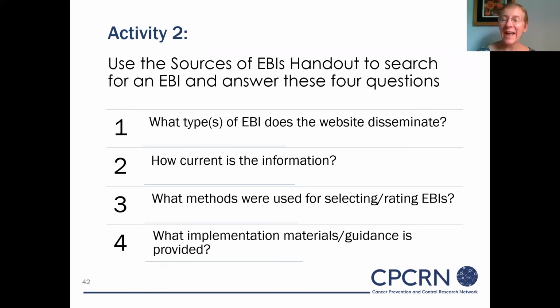All right, anybody have any questions? Anybody find anything they think they might use? Are you believing in the value of finding an evidence-based intervention to use in your project, or any concerns about that? All right, I'll keep going.